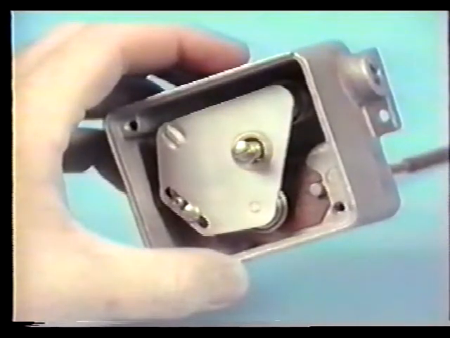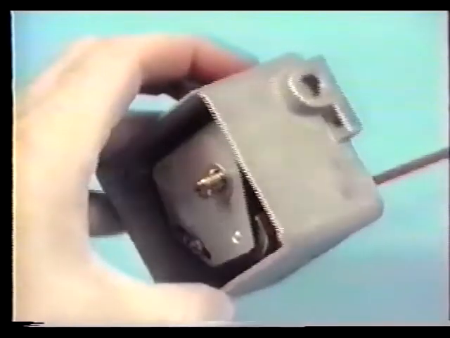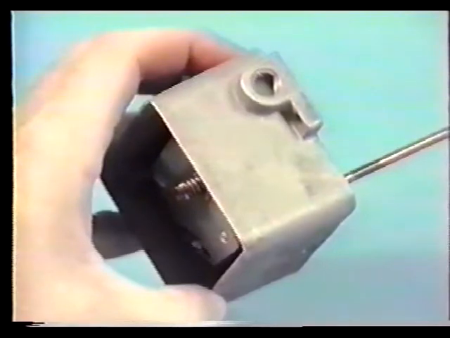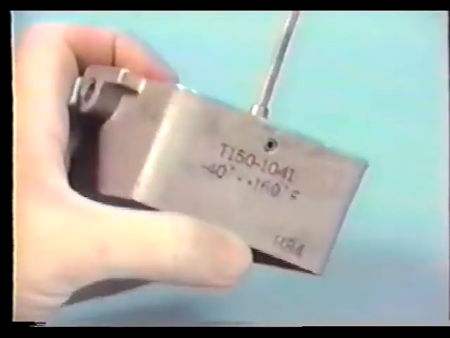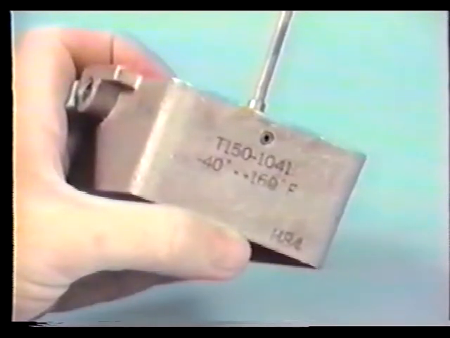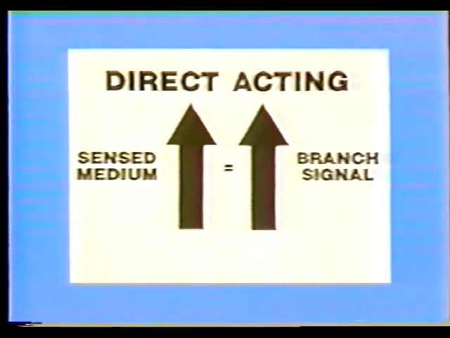Shown here is a close-up of a transmitter. It is a one-pipe device and operates like a one-pipe pneumatic room thermostat, the difference being that it has a fixed span or range. Transmitters are direct-acting devices. As the sensed medium increases, the branch line signal pressure increases.